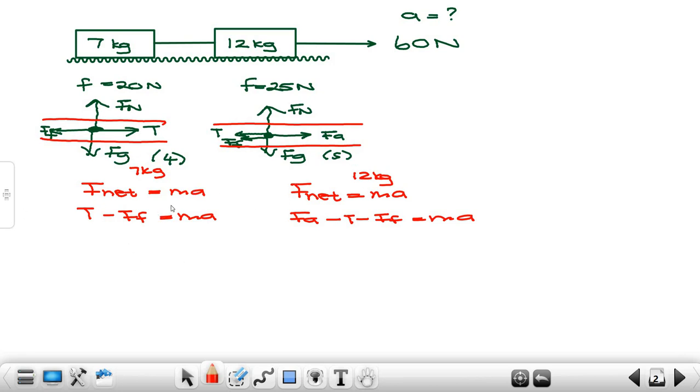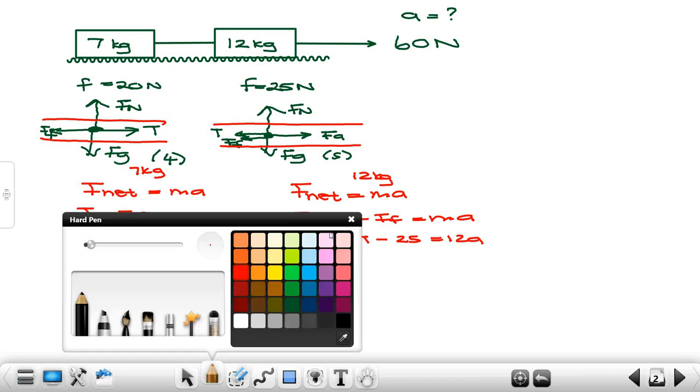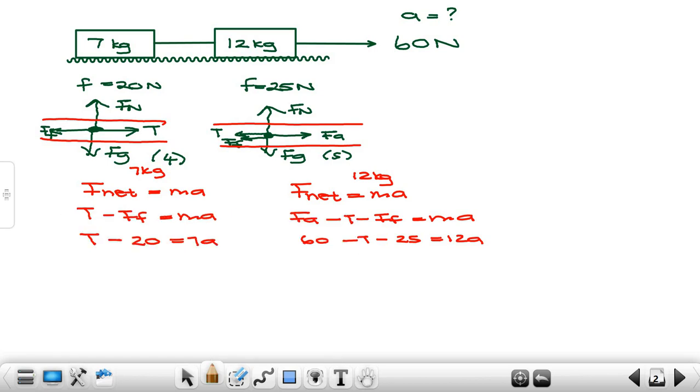Now let's substitute the values that we have. We do not have tension. We have friction of 20 and we have mass 7A. Here we have an applied force of 60. Tension we have no idea. Friction of 25 is equal to 12A. Now, this formula on the left-hand side, we can transpose here and get T is equal to 7A, transposing negative to positive, plus 20. This is equation number 1.